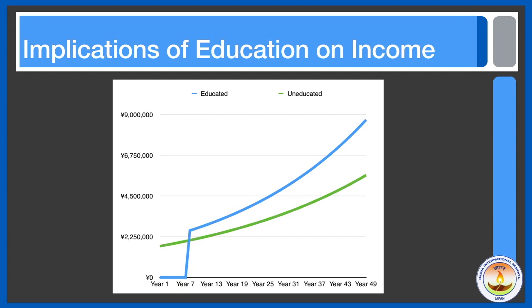And that is actually represented in some sense here. As you look at the end of the graph, you'll notice the gap between uneducated and educated in terms of income earnings per annum is starting to diverge very significantly.